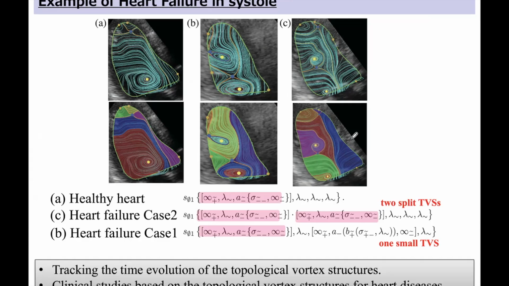These two patterns are the heart failure cases. For heart failure case 2, here, you can see two topological vortex structures here and there, but they are split, like a green region and a purple region. And for heart failure case 1, we see only one topological vortex structure, but it is very small. So the splitting and the small size of the topological vortex structures result in weak ejection from the valve. That is the cause of the heart failure.